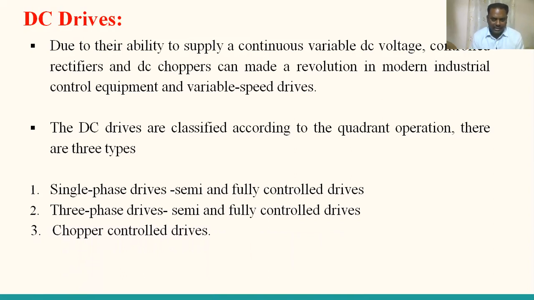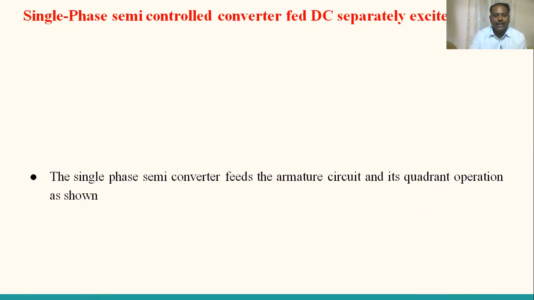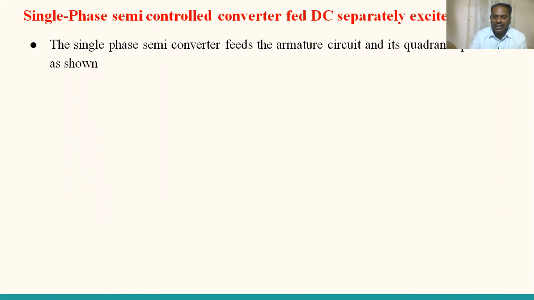So let us take them one by one, and discuss the semi-controlled converter as well as the fully controlled converter, how they control the operation of a DC drive. In this regard, case 1, the first one, is the single phase semi-controlled converter fed DC separately excited drive. As per the heading, you have to draw the drive circuit. The single phase semi-converter feeds an armature circuit and its coordinate operation is as shown.